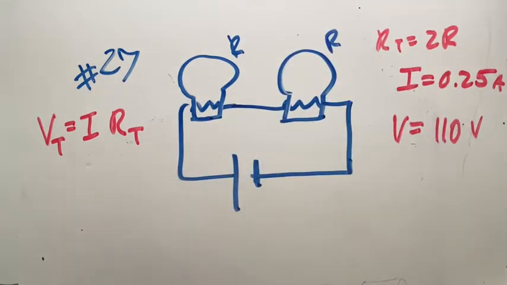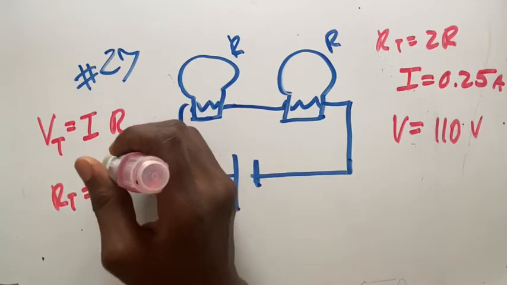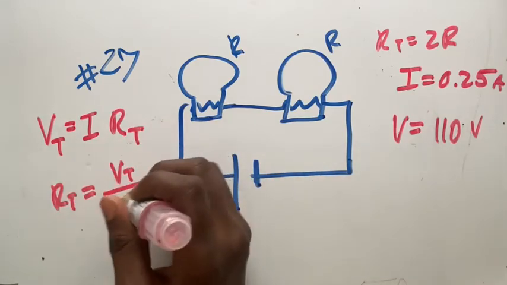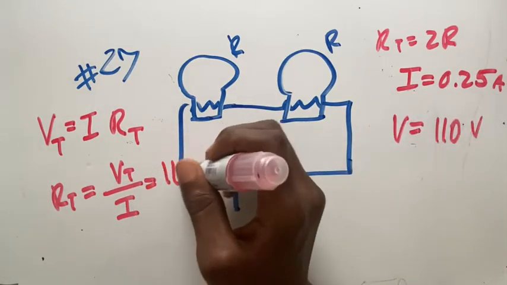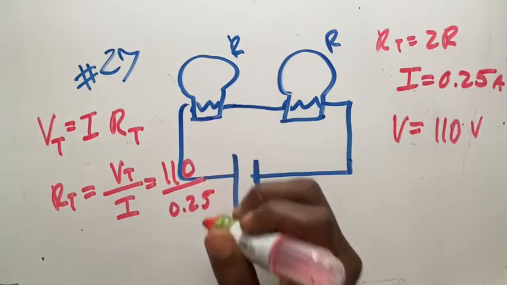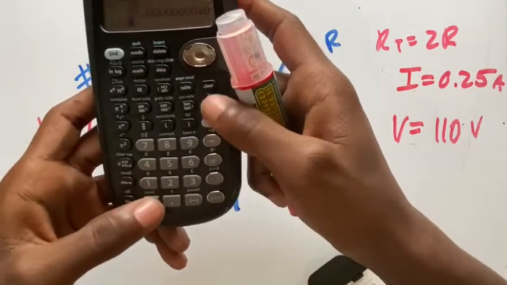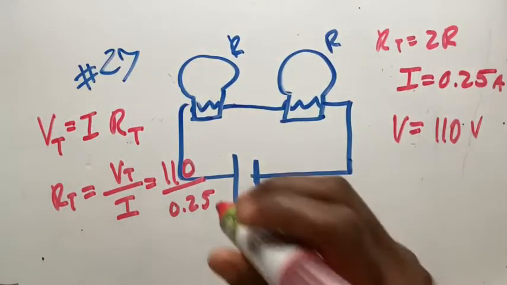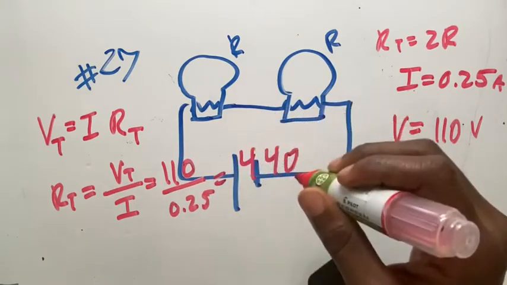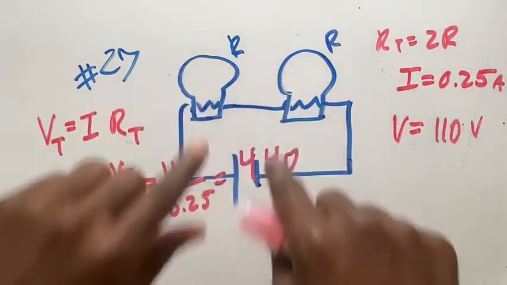So I can divide the current over. We have the resistance total equals total voltage divided by the current I. So that's basically 110 divided by 0.25. And that is, let's check the calculator, 110 divided by 0.25 is 440. And so that gives us the total resistance, and that's the resistance for both of those.